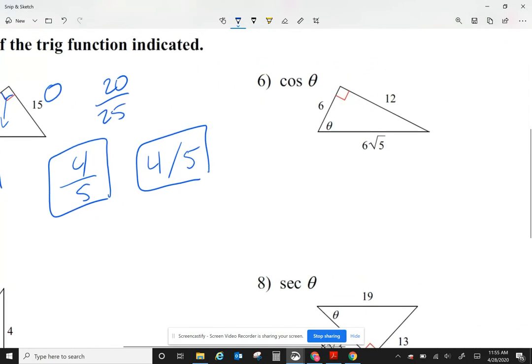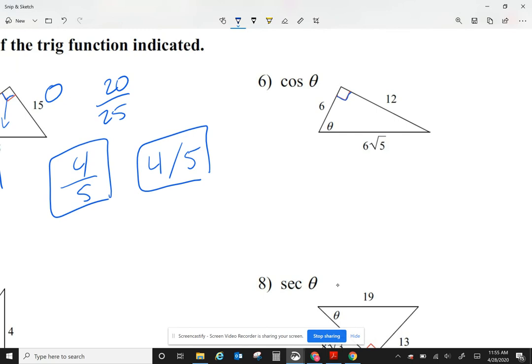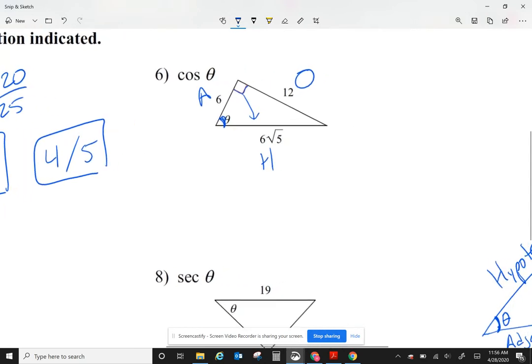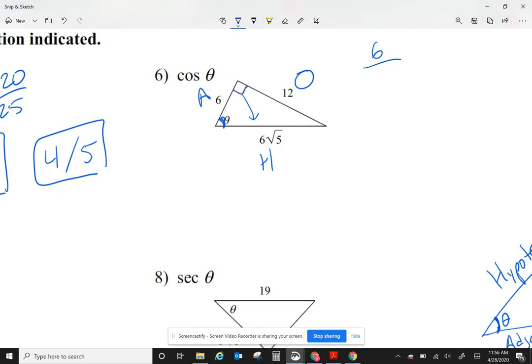Let's take a look at question number 6. I see my 90 degrees. The biggest side is the hypotenuse. Now, I see where my theta is. The one side that is far away, this is my opposite. The one that is close to it is my adjacent. I know for cosine, I have to go adjacent over hypotenuse. So I'm just going to go 6 over 6 radical 5. I'm going to simplify the fraction. First of all, the 6's cancel out. So I have 1 over radical 5.